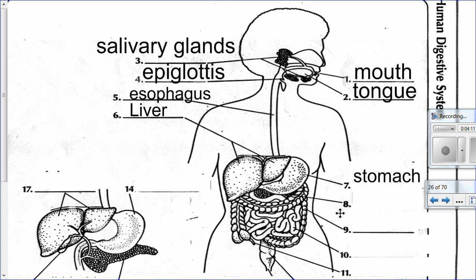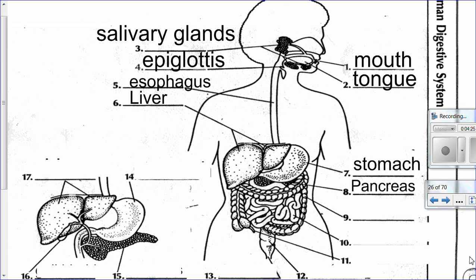Number eight, okay, we're up to number eight now, is hidden sort of behind the stomach, and it's called the pancreas. The pancreas is a very important organ in digestion, in sugar control in the bloodstream, and so it plays a very important role in maintaining homeostasis. Number nine is the large intestine. Let's move that a little bit over here so we can see it.